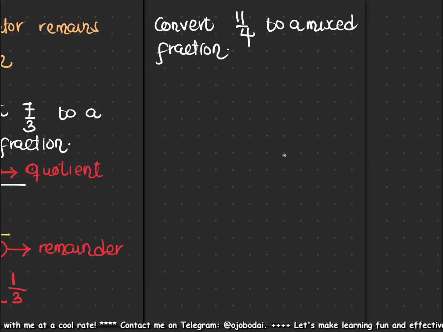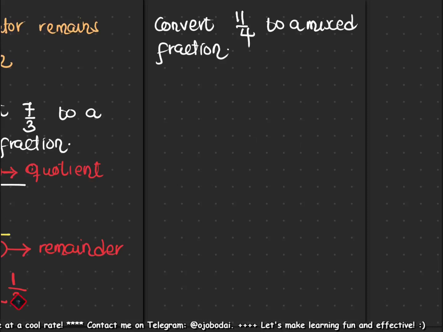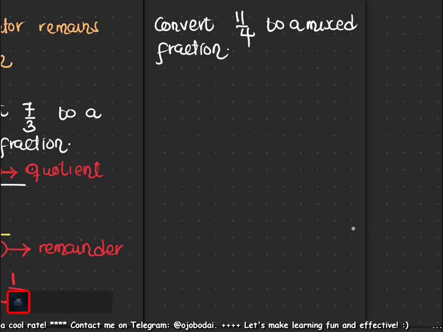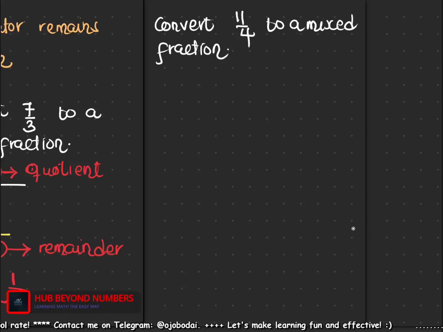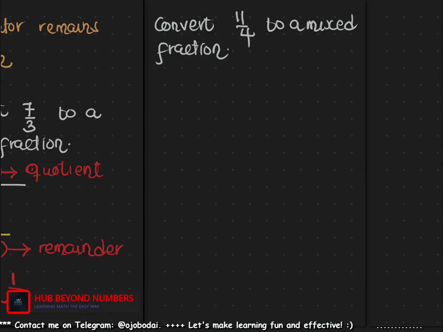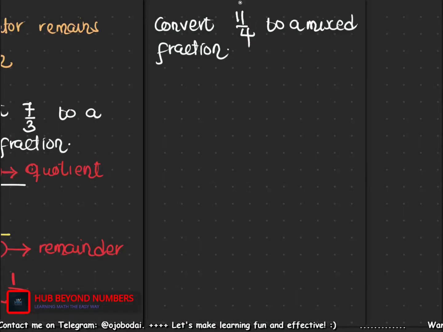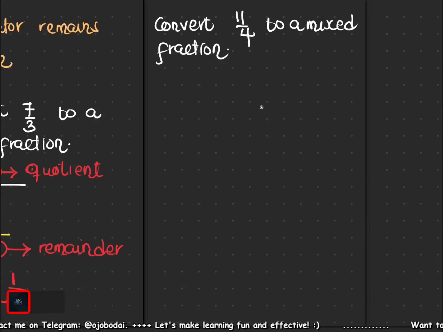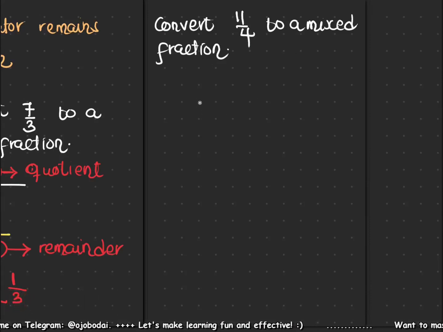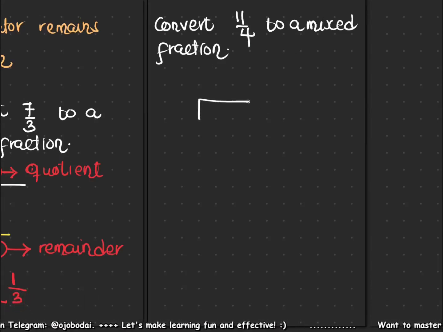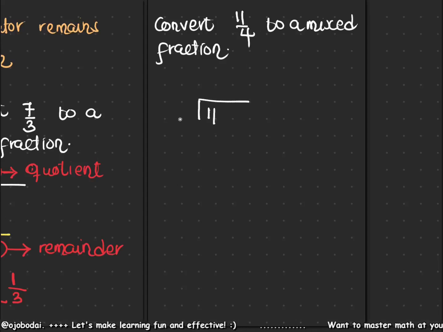This question says we are to convert 11 over 4 to a mixed fraction. So following the same instruction, we divide 11 by 4. Let me do my long division symbol here. The numerator stays inside, whilst our denominator, which is 4, is outside.